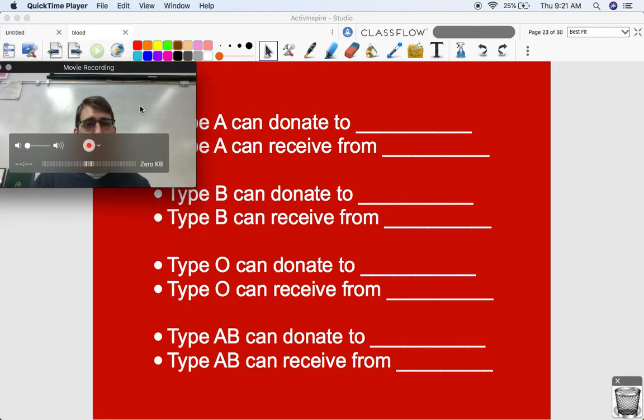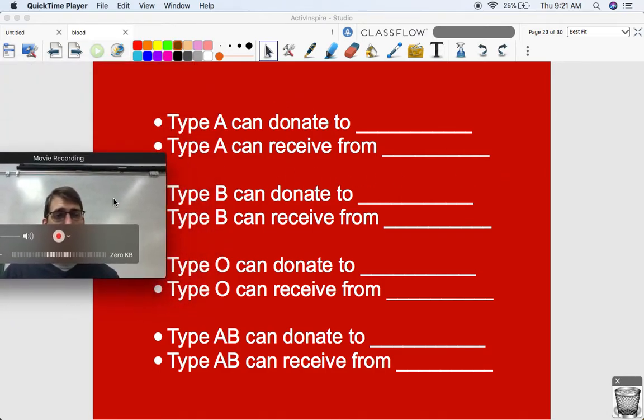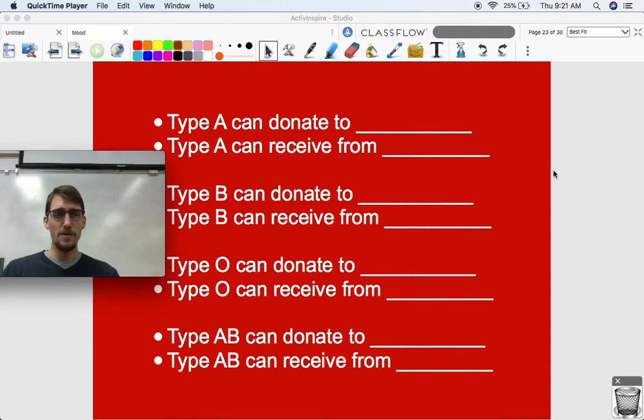All right, so if you feel like you can tackle this yourself, go for it. I left these blank, so I invite you to pause the video and see if you can figure out who type A can donate to, who they can receive from, and so on and so forth. If you feel like you're ready to tackle this and you want to go back to one of those charts, go ahead and do that. I'm going to stop here.